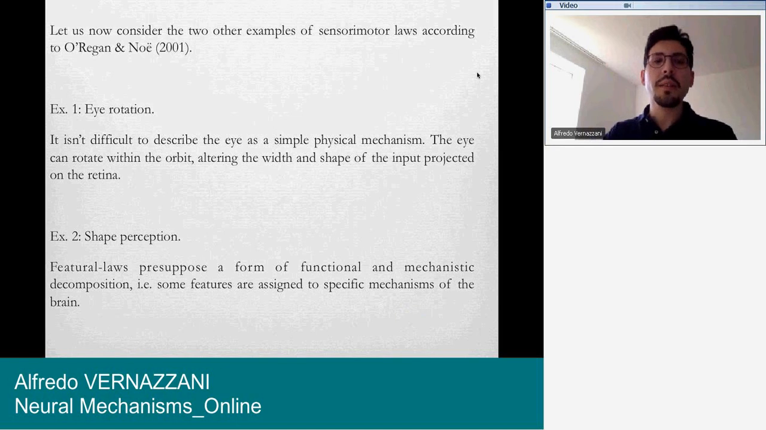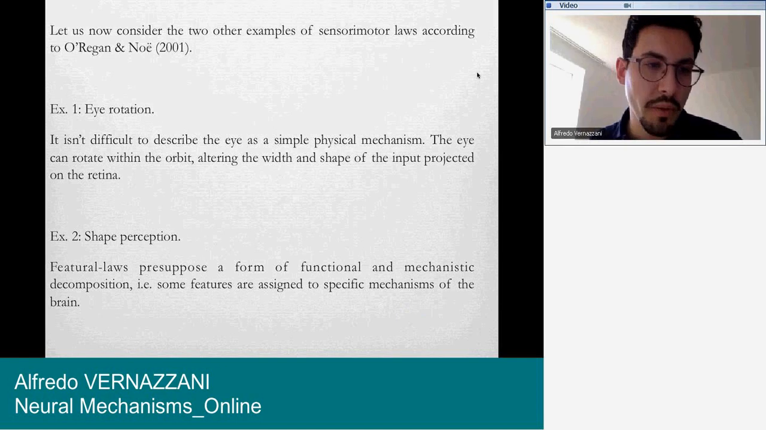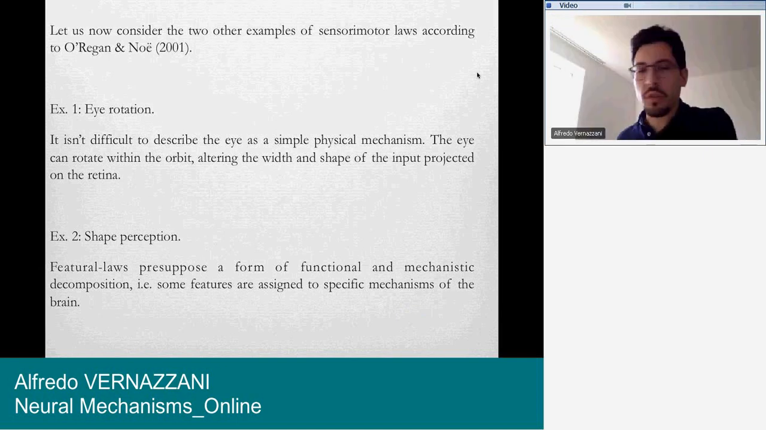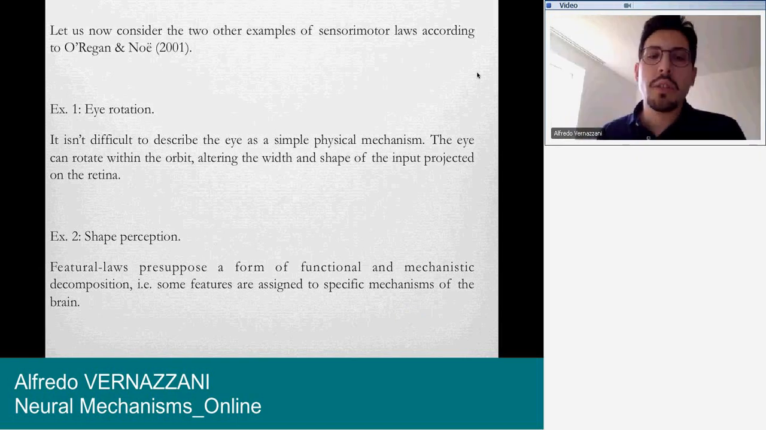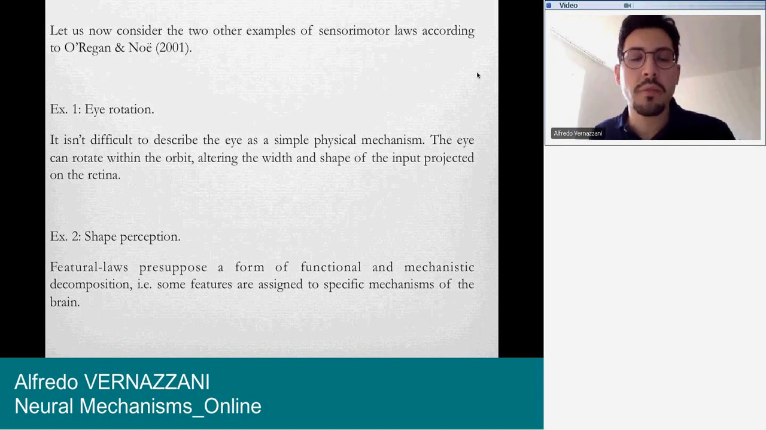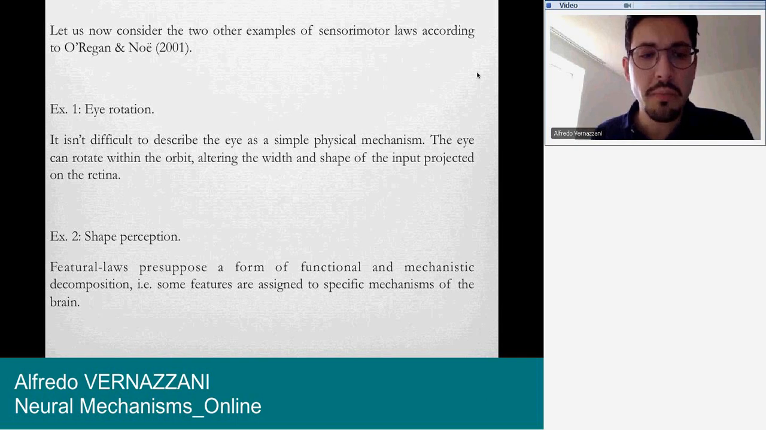Okay, let us now consider back the two examples of sensorimotor laws according to Kevin O'Regan and Noë in the original paper. The first example is the eye rotation. Now, I think this case in particular isn't very difficult to interpret in light of a mechanistic explanation and mechanistic framework. So the eye can easily be seen as a physical mechanism here. It can rotate within its orbit, altering the width and shape of the input projected on the retina. There isn't much to say here regarding that example, as I think it is a rather obvious example of a physical mechanism, basic laws of mechanics in this case.